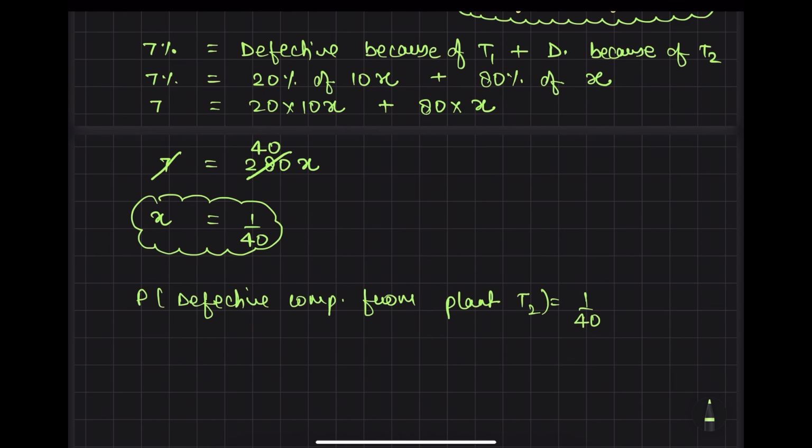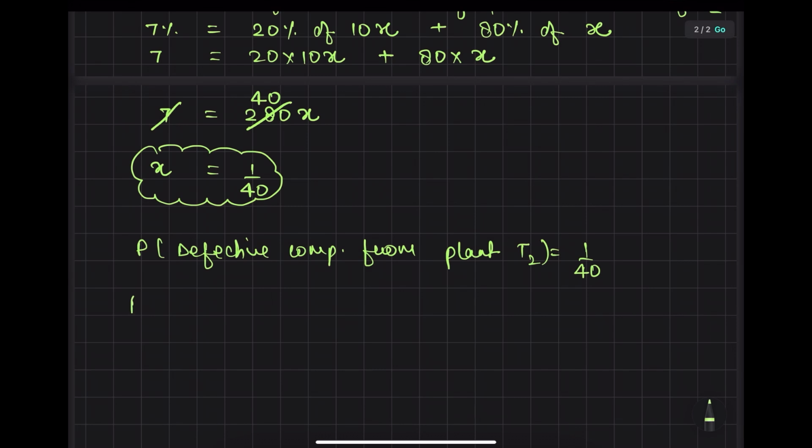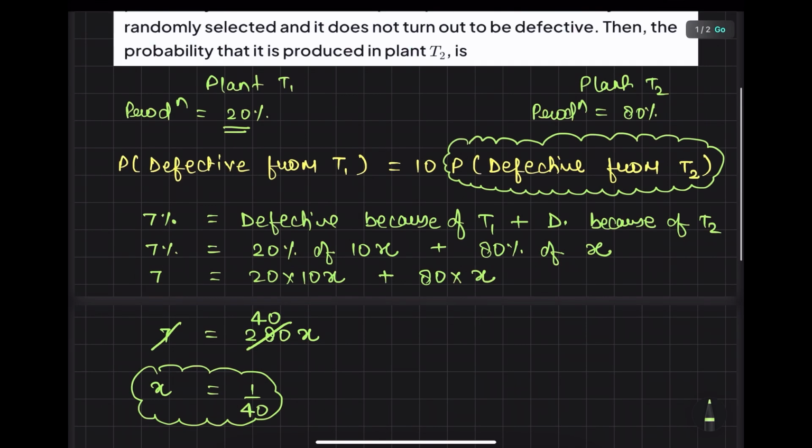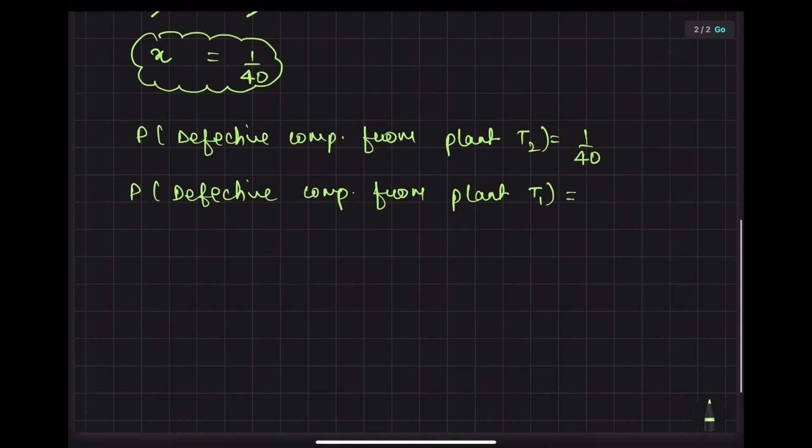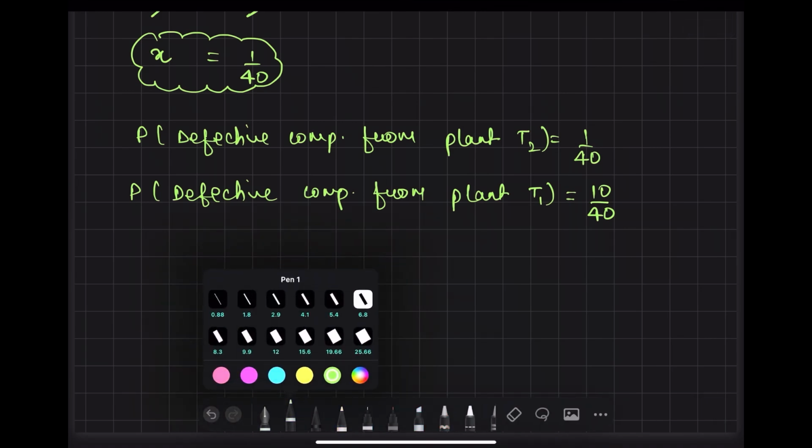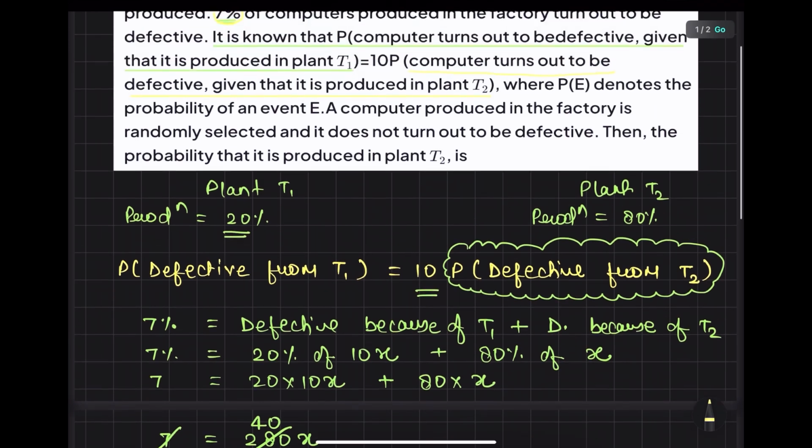Now look at this. Can I say that the probability of a defective computer from plant T1, T1 was 10x. So it is 10 times 1 by 40, so 10 by 40. So this is the information we have extracted so far.